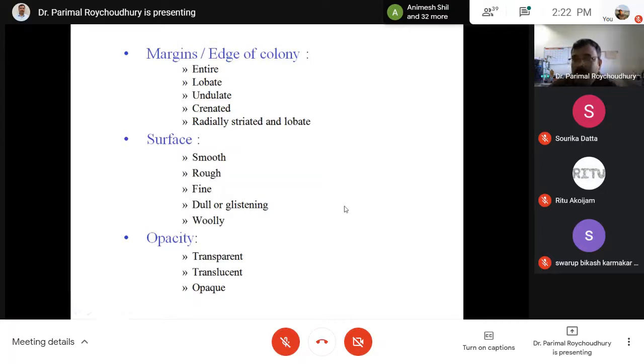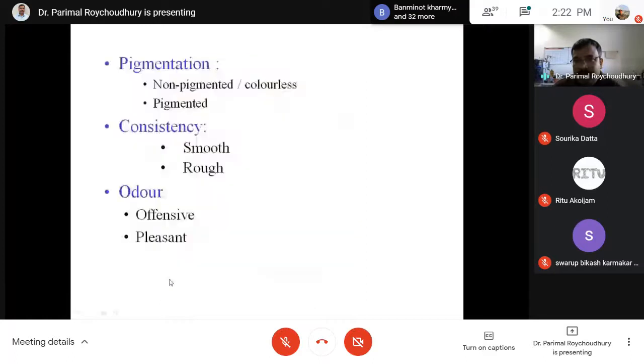Okay. So then again come the other parameters, including the opacity. I guess all of you understand about these things. Then pigmentation, yes, like Staphylococcus aureus.